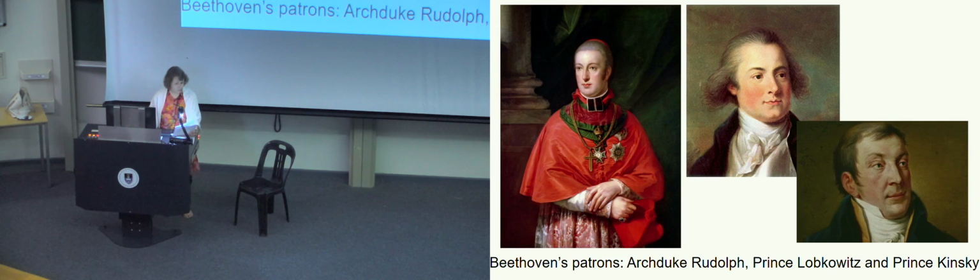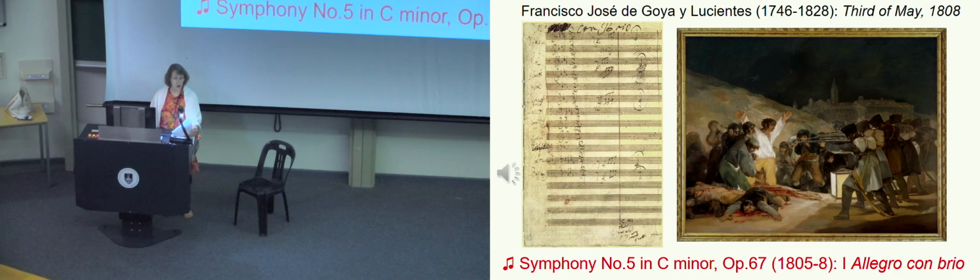1808 was another fruitful year for Beethoven, during which he completed his fifth and sixth symphonies. It was also the year in which Napoleon occupied Rome and began his peninsular campaign, seizing Madrid and Barcelona. The brutality of the French troops towards the captured Spanish guerrillas inspired this famous painting by Beethoven's brilliant contemporary, Goya.